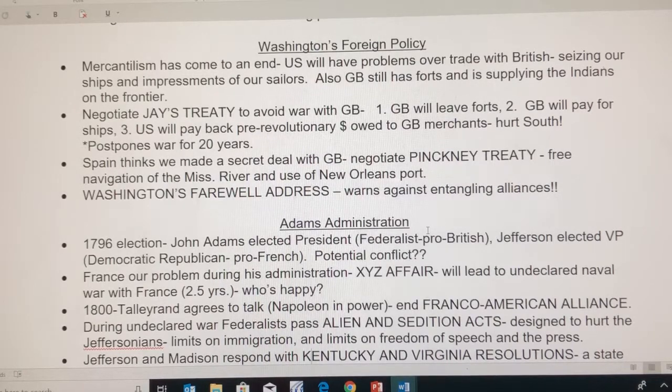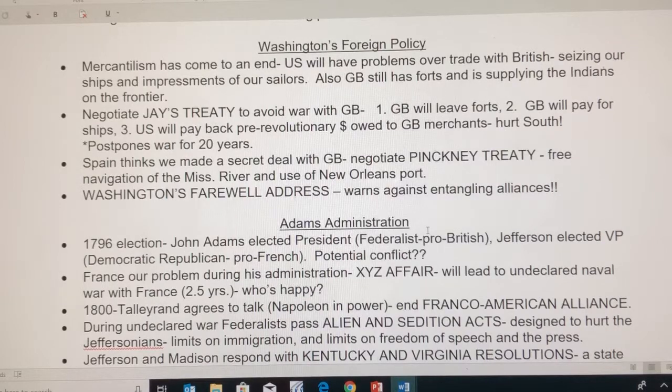So, Washington's foreign policy. He realizes that the U.S. is going to have problems with the British because mercantilism has come to an end. They no longer have the colonies to provide them all the raw resources, and they begin seizing our ships and impressing our sailors. And they are still on American soil, on American forts trading with the Indians. And so this will lead to Jay's Treaty.